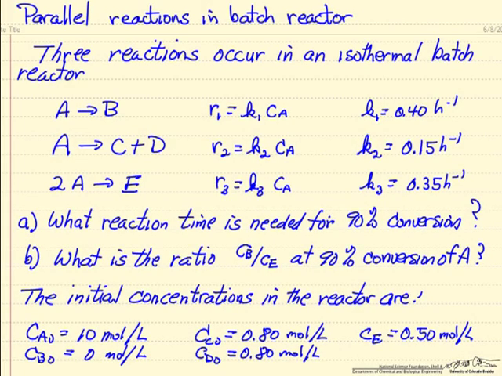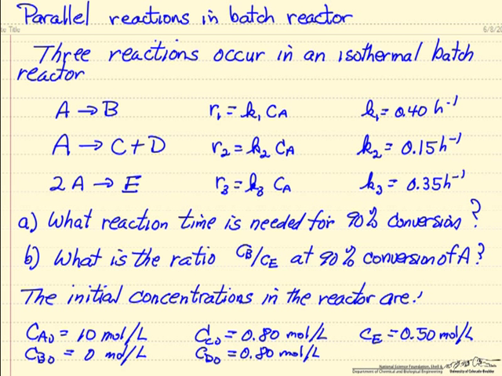In this example, I'm going to look at three reactions taking place in an isothermal batch reactor. They're all first-order reactions, and the rate constants are given. And the first question is, what's the reaction time to obtain 90% conversion?